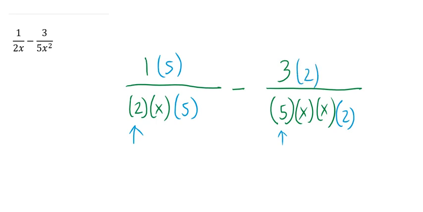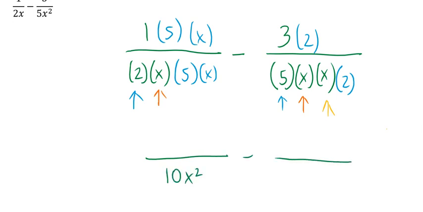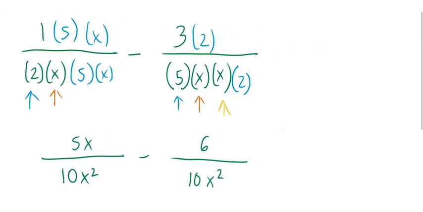The second denominator has an x that matches up with this x, but there's still a missing x. So I better make an x in the first fraction. Now the denominators match. Both fractions on bottom are 10x squared. They both have a 5 times an x times a 2 times an x, just in different orders. My first fraction has a 5x on top. My second one has 6 on top. So when I subtract, I get 5x minus 6 over 10x squared.